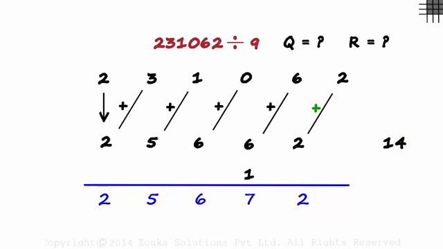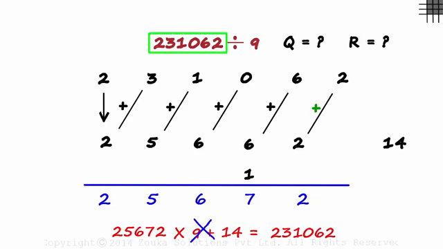If you use your calculator and multiply 25,672 with 9 and add 14 to the product, you will get 231,062, which is our dividend. But this is incorrect. Why is it incorrect? Tell me, has the remainder ever been greater than the divisor?